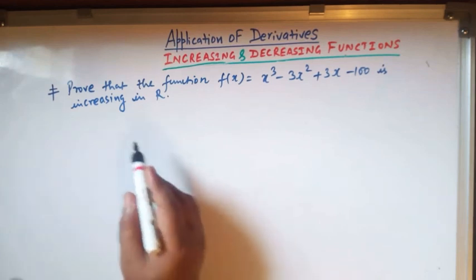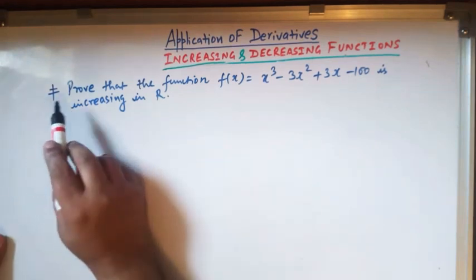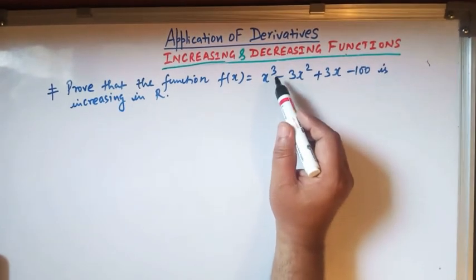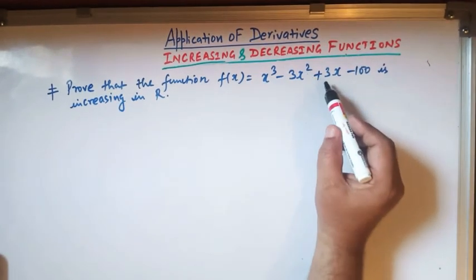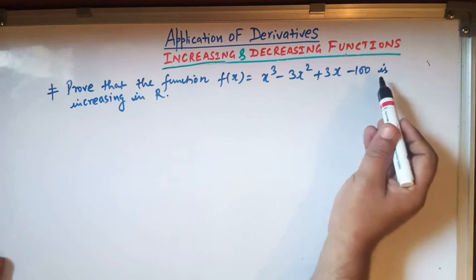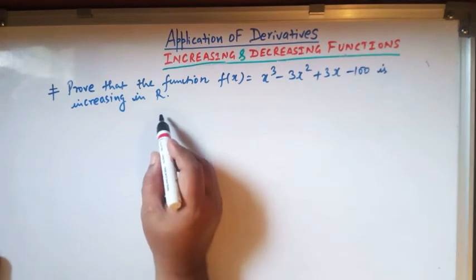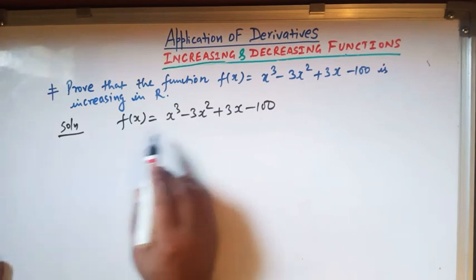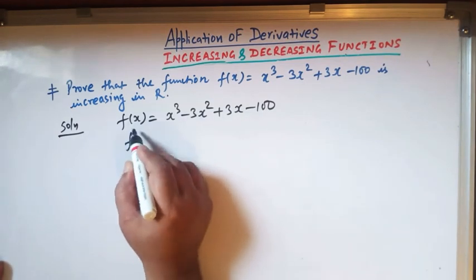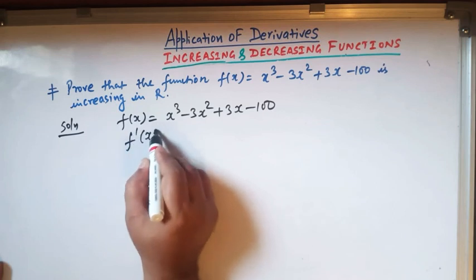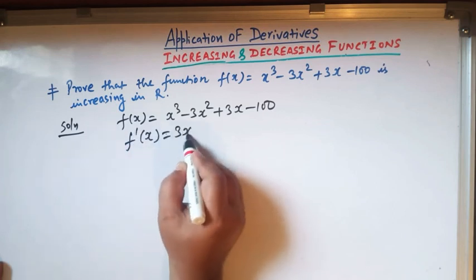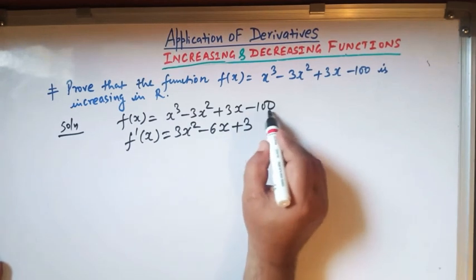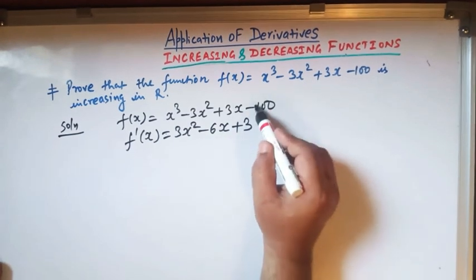Now viewers, let us consider this problem. Here we have to prove that the function f(x) equal to x cube minus 3x square plus 3x minus 100 is increasing in R. Clear? Now let us find the derivative of this function f(x), and the derivative is 3x square minus 6x plus 3. The derivative of 100 is 0 because it is a constant function.